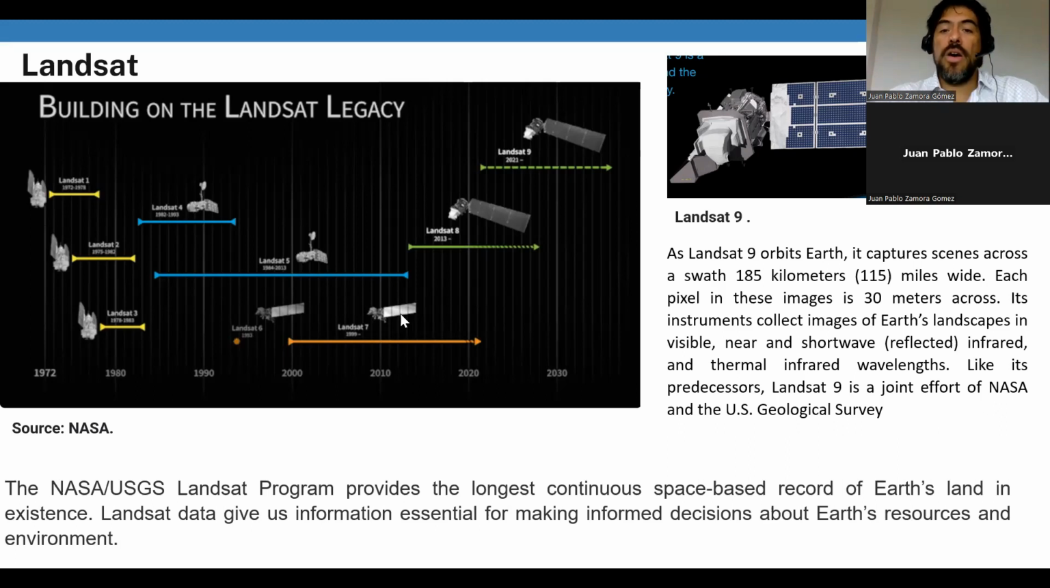It was launched on September 27 of 2021, and Landsat 9 will continue the legacy of this important and fundamental program. Since the launch of the first Landsat satellite in 1972, the mission's archive has grown to contain more than 8 million images. And now most of those images are available to the public, researchers and technicians.